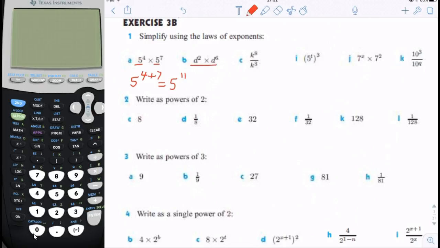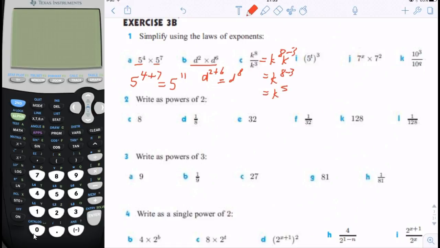Here we have the same base twice. The same base is d. D squared times d to the 6th is d to the 2 plus 6th, which is d to the 8th. Okay. k to the 8th divided by k cubed is k to the 8 times k to the negative 3, so that is equal to k to the 8 minus 3, which is equal to k to the 5th.